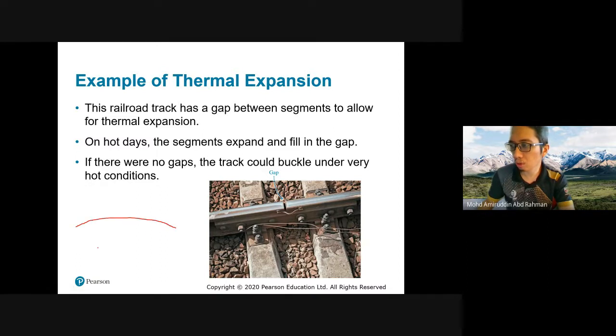So if there is no gap between those, because this rail track needs to expand, like this it will have a linear expansion, rather than if you don't have any gap between those, then it will give you a curvy expansion due to the heat.